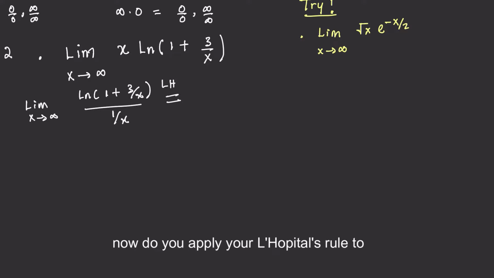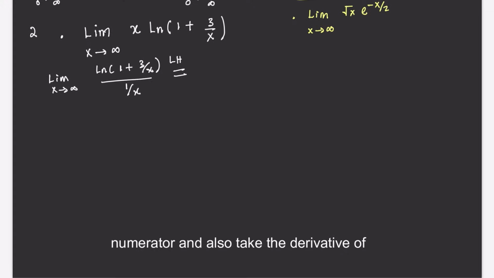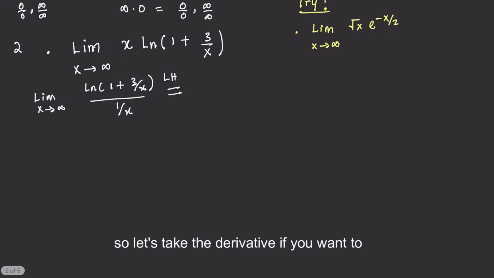And how do you apply L'Hopital's rule? You apply it when you have an indeterminate form, such as 0 divided by 0, infinity divided by infinity, and so on. So now that we apply L'Hopital's rule, all we need to do is take the derivative of the numerator and also the derivative of the denominator. Okay, so let's take the derivative.